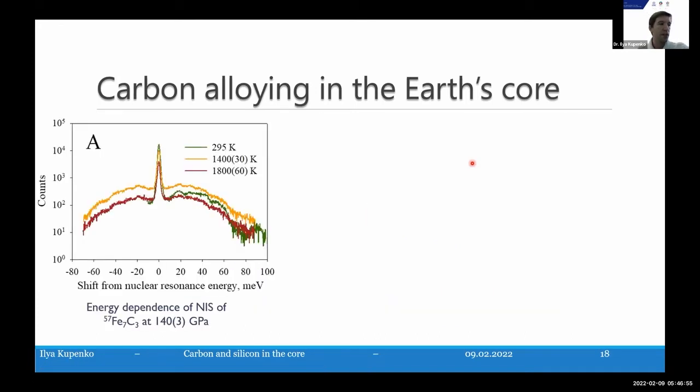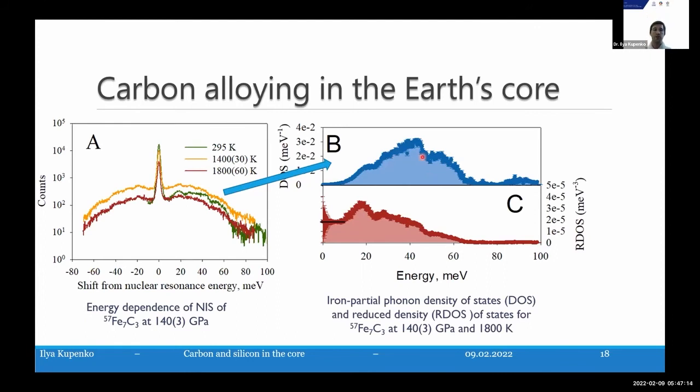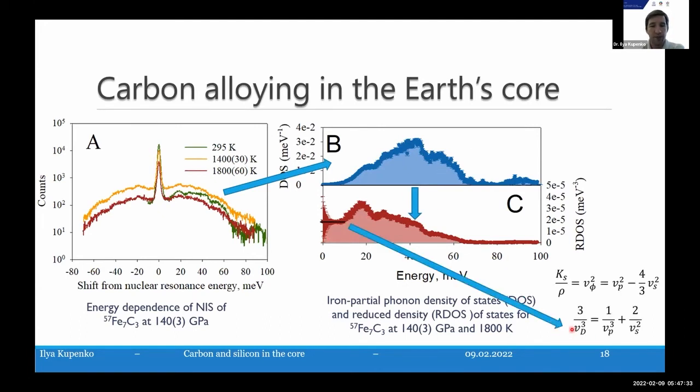So here you can see the nuclear elastic scattering spectra of iron carbide at 140 GPa and at various temperatures. Nuclear elastic scattering is used to derive the density of phonon states, and those close to zero energy are dominated by acoustic phonons. Therefore, by extrapolating the reduced density of phonon states to zero energy, we can derive the average or mean sound velocity, or in other words the Debye sound velocity.